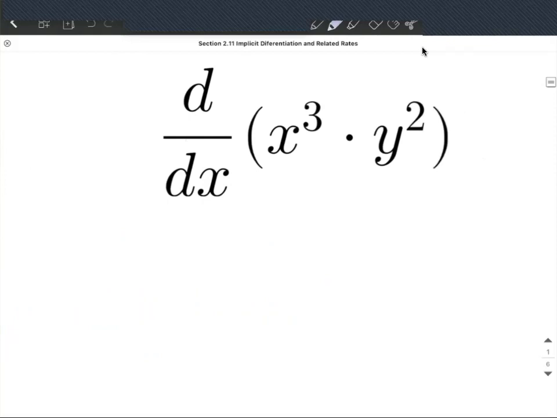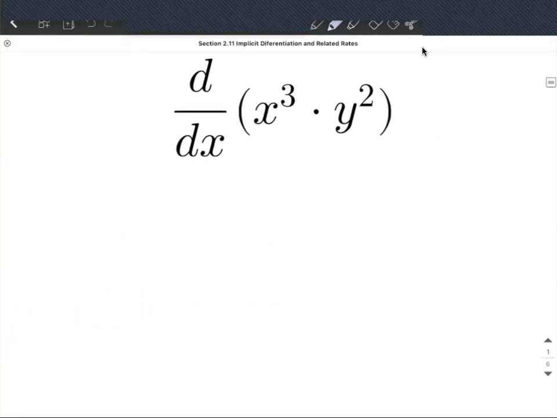This next one is kind of a challenging one. With this, we have two things that are multiplied together. So what I'm going to do is treat x cubed as a function f and y squared as a function g. And we're going to have to use the product rule to take the derivative. So remember, product rule says f prime times g plus f times g prime.